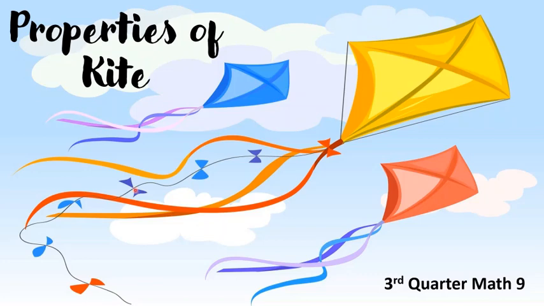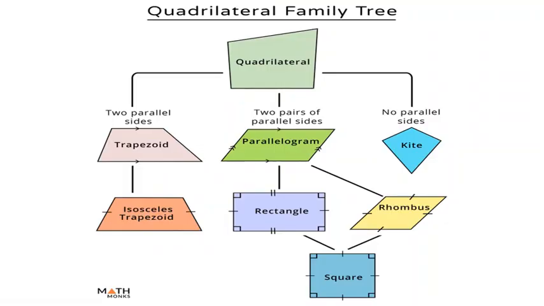Today's topic is about properties of kite. Still, we are in third quarter Math 9. We are going to take a look at our quadrilateral family tree. So we are done with parallelogram. We are also done with special parallelogram. We are also done with the trapezoid. And the last one will be kite. So we're going to deal with the properties of kite.